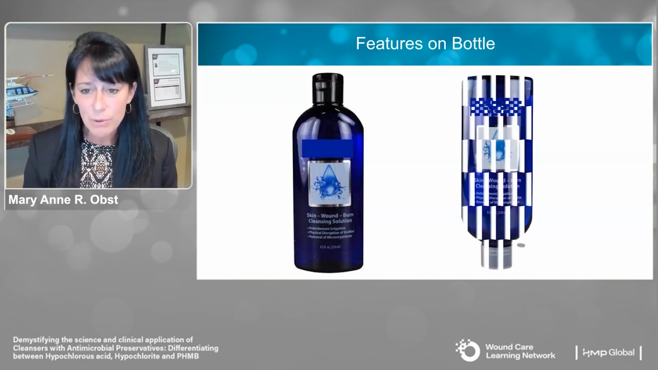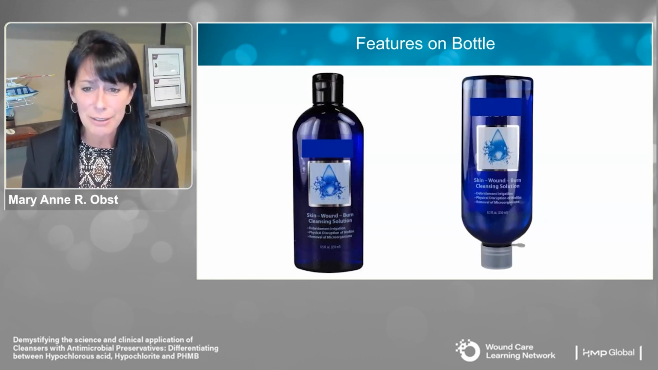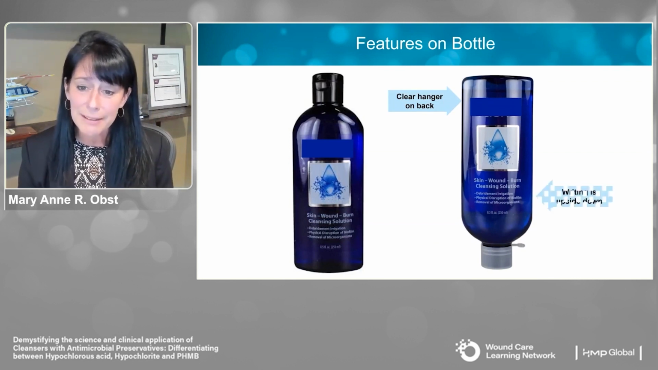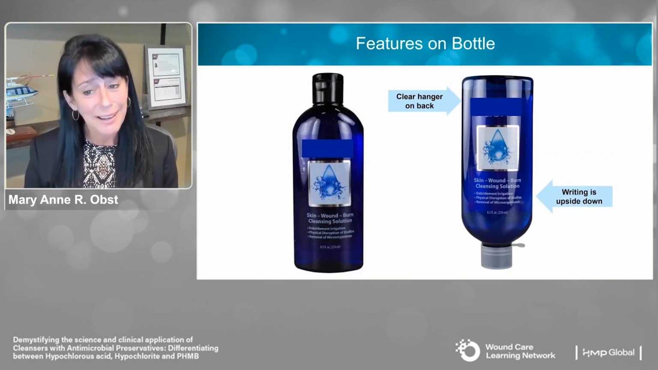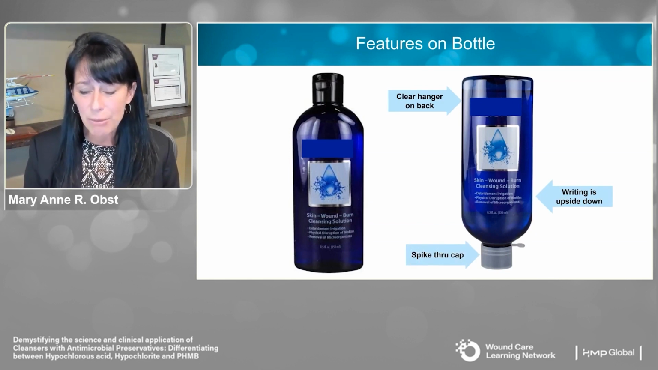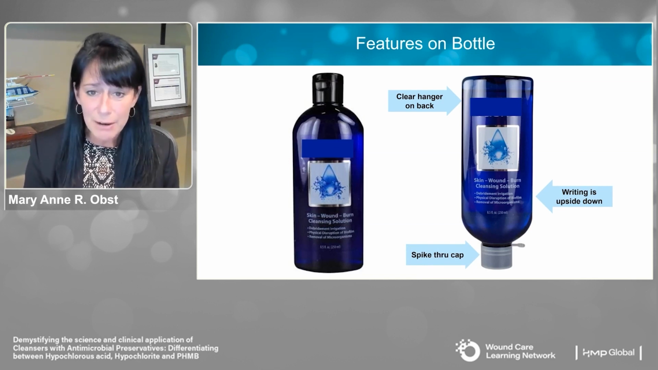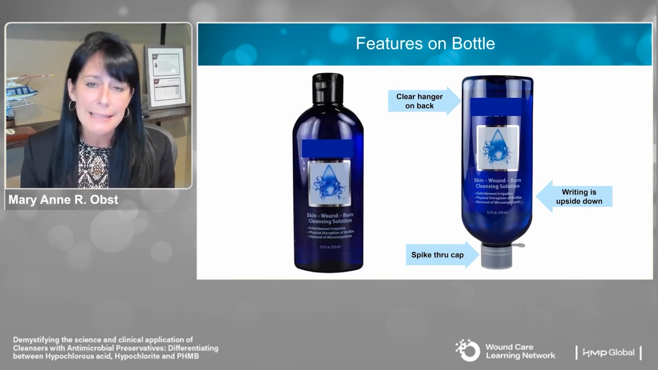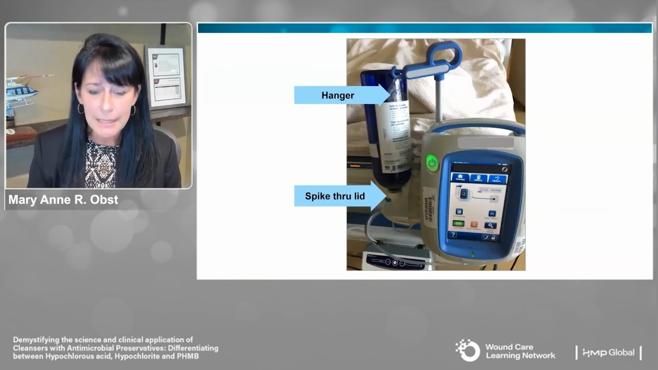Well, of course, someone had already thought of it from the company, clearly, where they had a bottle with a hanger on the back. The writing was upside down because you were hanging it. And we like to spike through their heavy cap. So we just wash it off with alcohol and spike through it. That way we don't have as much leaking at the cap base as it is hanging upside down. And this is what it looks like deployed on a negative pressure system.